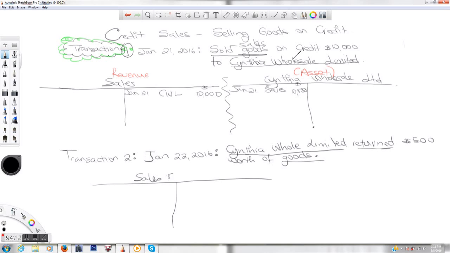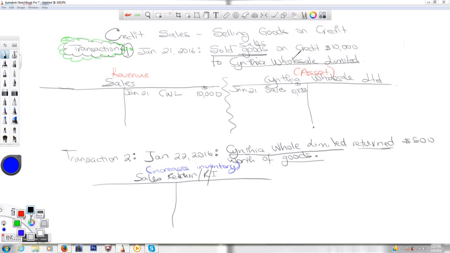Sales return, or the return inwards account. Now we've already established that Cynthia Wholesale Limited is an asset, but what category of account does sales return or return inwards fall under? Sales return does not fall under any particular category, but we know what it does. Sales return increases inventory. And the fact that it increases inventory, like we said before, means sales return will always be debited, because inventory is an asset, and to increase an asset, we debit. So the sales return account is always debited.